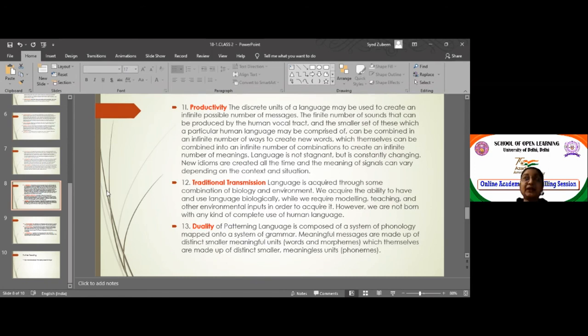What traditional transmission means is that when a baby is born, he or she does not possess the ability to communicate in a language, right? He learns it. He traditionally learns it. He learns it by speaking to his parents, the parents speaking to him. He learns to write. He learns how to hold a pen. He learns how to use his mouth to utter words, right? So it is a traditionally transmitted system of language, right?